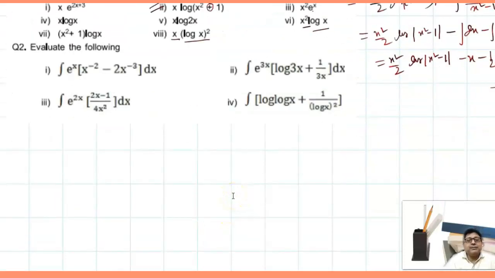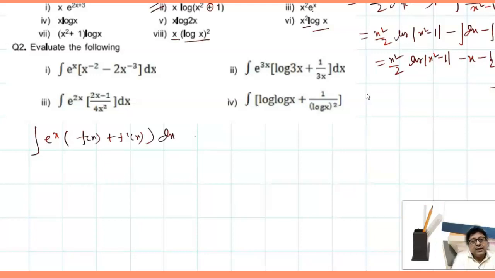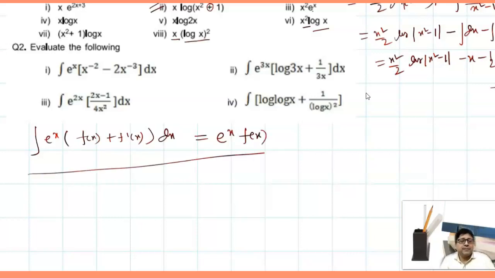Another type of sum which is very important for your board examination, for applied mathematics students, I am telling you, is the integral of the form e to the power x into fx plus f dash x. This value is e to the power x into fx. So this is a one line sum. You recognize which one is fx and which one is f dash x, and write the answer there.